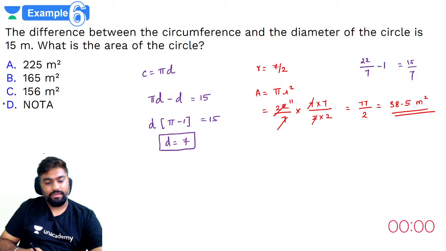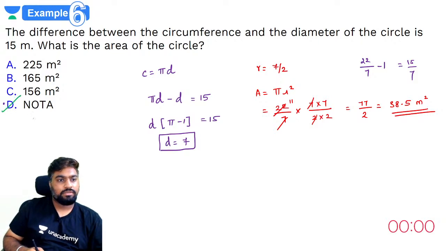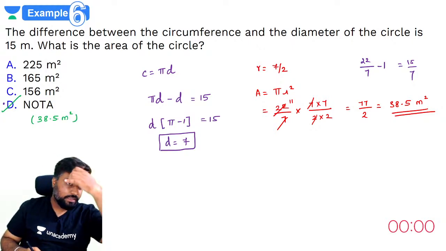सबको 38.5 आया क्या? Did you guys get 38.5? Everyone? So what's your answer? None of the above. Because the answer is 38.5 meters.